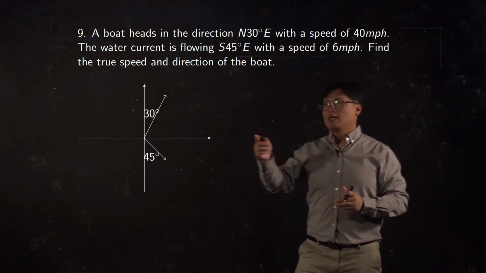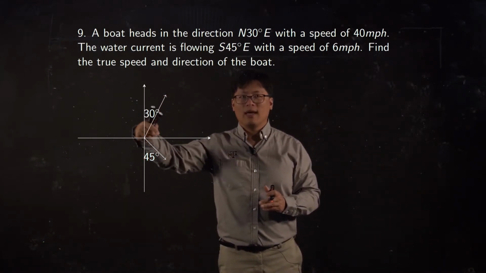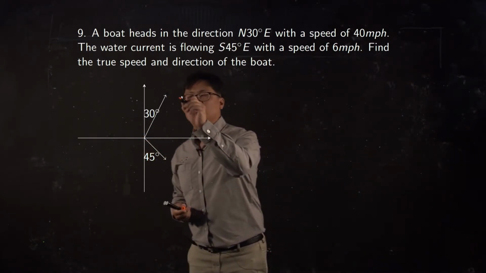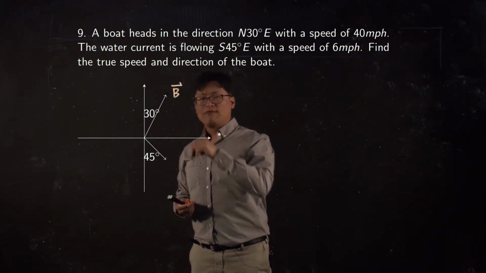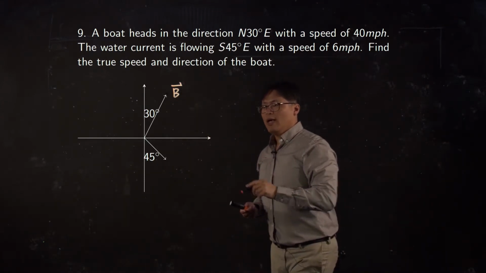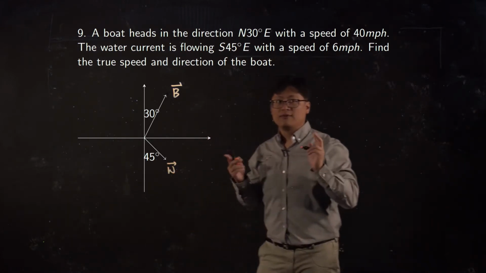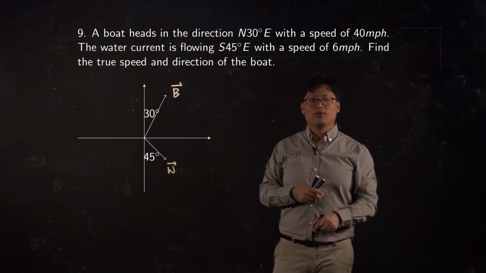To do so, we're going to write the boat direction as a vector in component form, and the wind direction as a vector in component form as well, okay? Let me give a name to this vector. Let's say this is the boat vector, which is B, and we have to find its X and Y components. And what about this one? Let's say W, which stands for the wind. We're also going to write this one in X and Y component form.